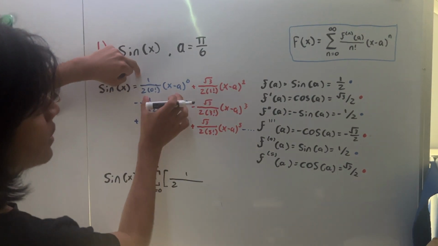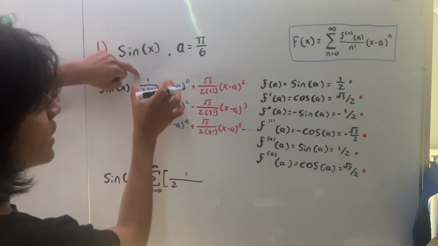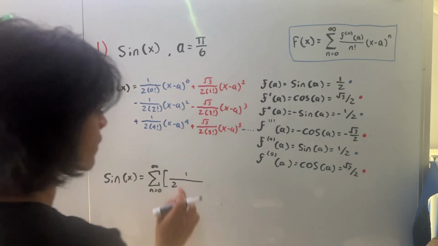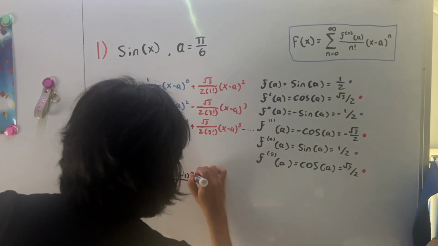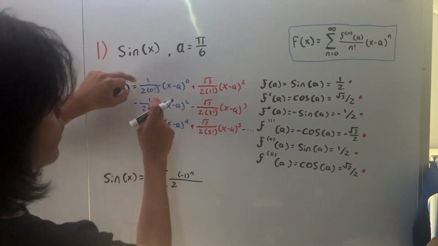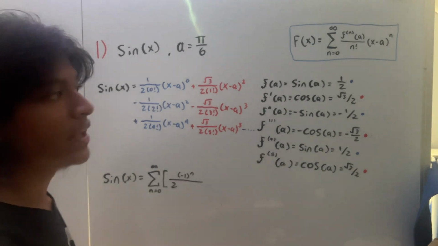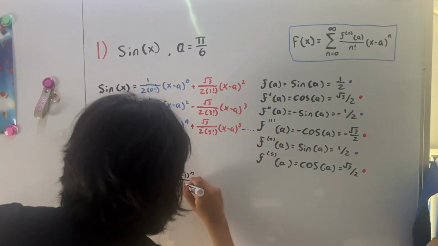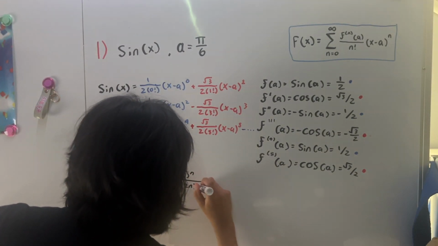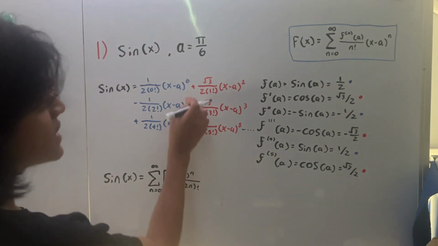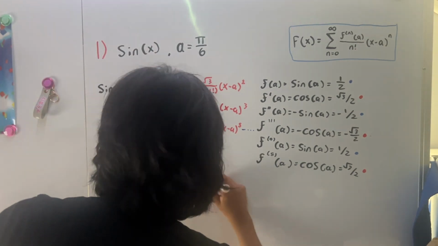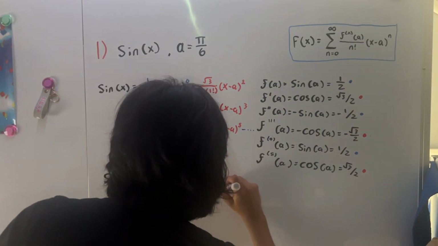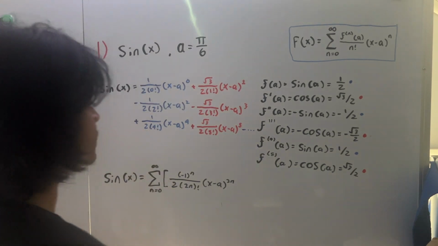But notice how the blue terms are always alternating between positive, negative, and positive. So I'm going to have negative 1 to the power of n. And notice how the factorials are all evens. So here I'm going to have 2n factorial. And same thing with here, the powers are also all even. So now we have x minus a to the power of 2n.